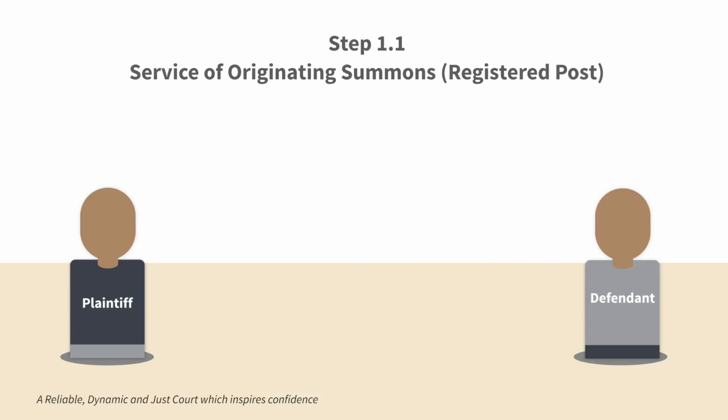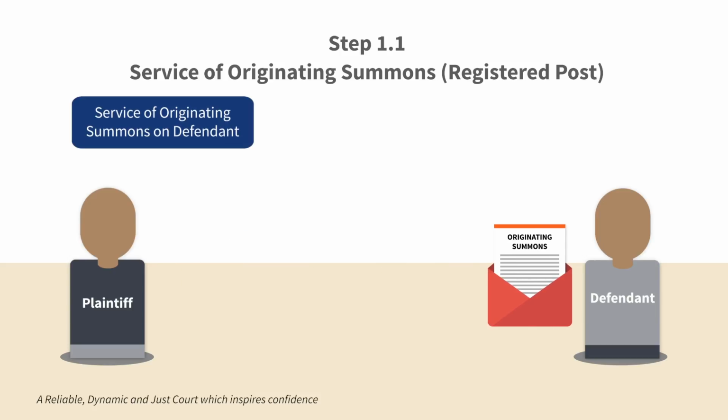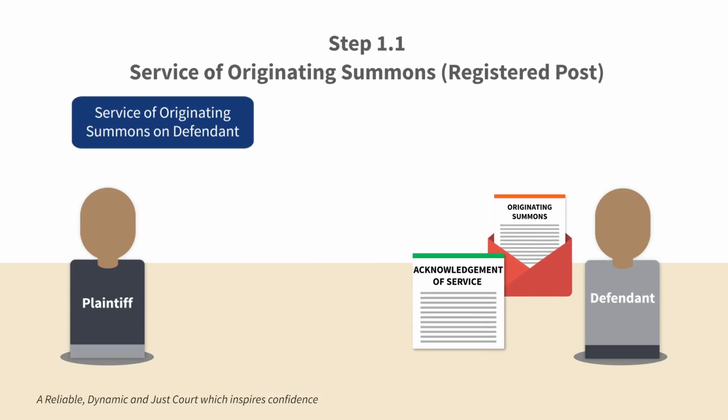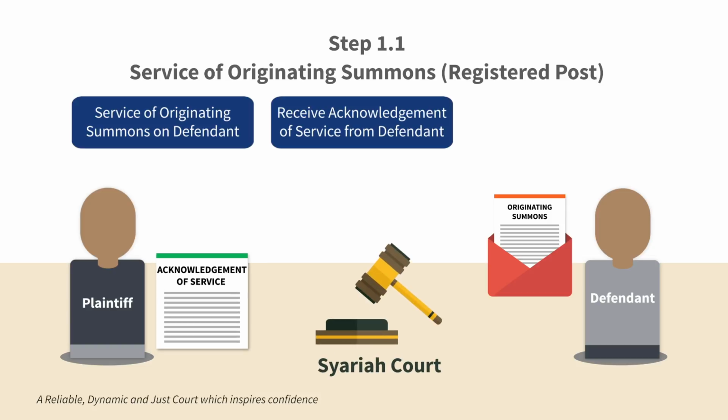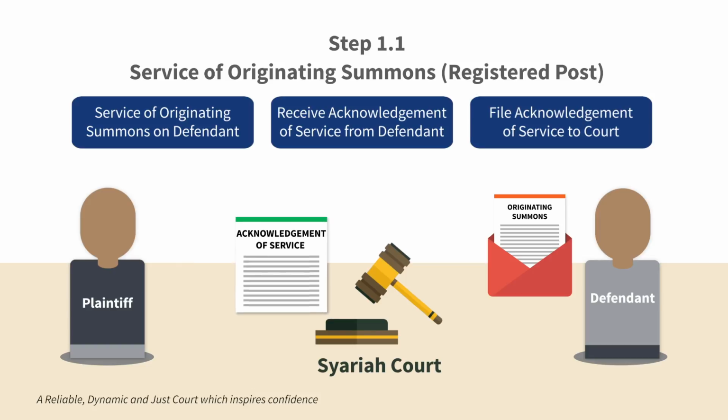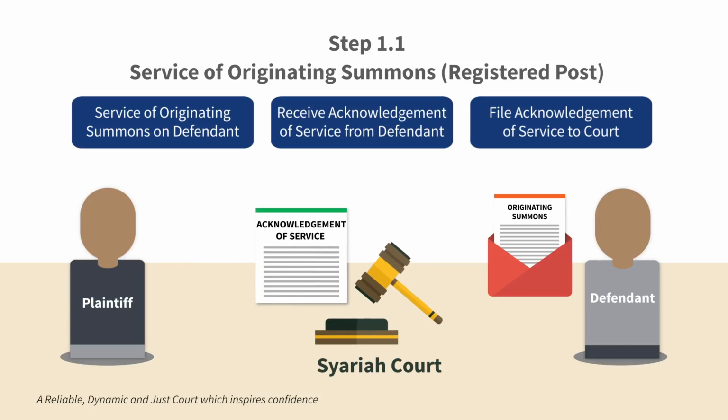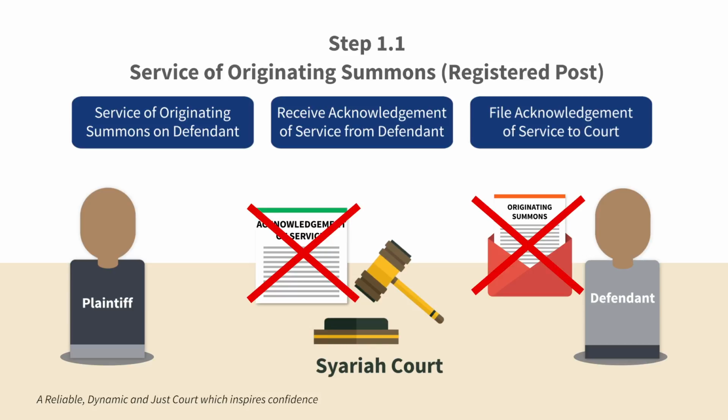As a plaintiff, if you have chosen to serve the originating summons by registered post, you must ensure that the documents served on the defendant are complete. The defendant will then be required to return the acknowledgement of service form to you. After you have received the acknowledgement of service form from the defendant, you must then file the acknowledgement of service form in court. If the acknowledgement of service form is not filed by the plaintiff, the service of the originating summons will not be effective, and the plaintiff will be required to file an application for a substituted service.